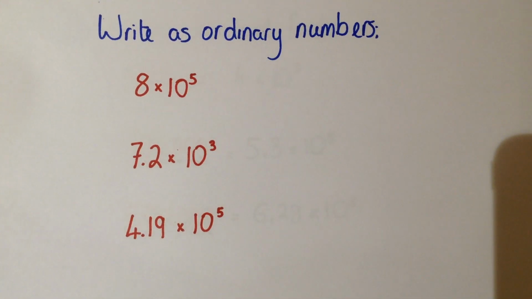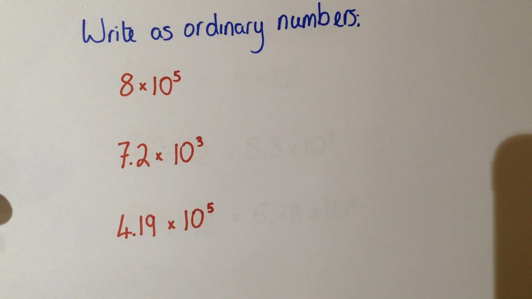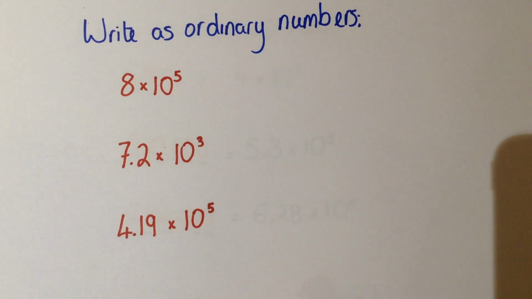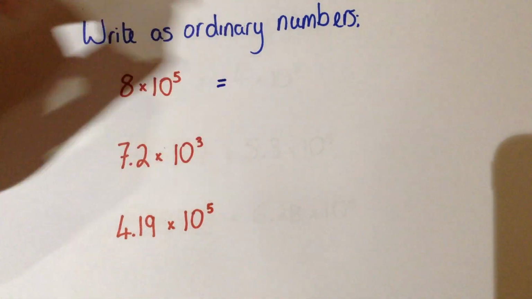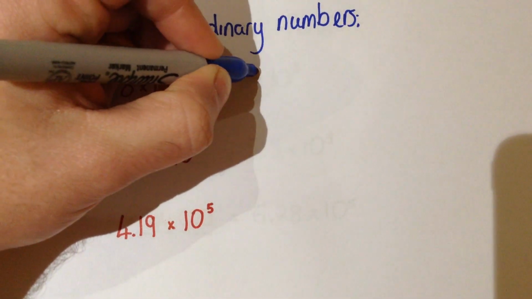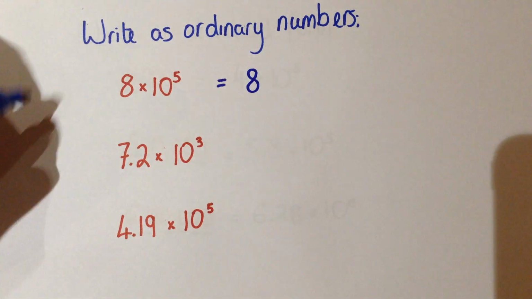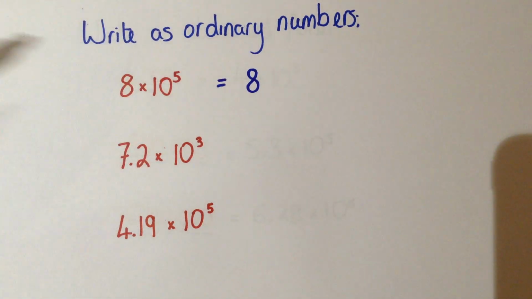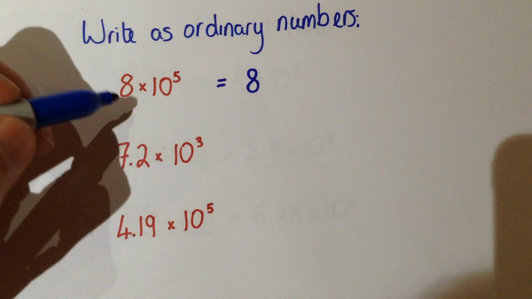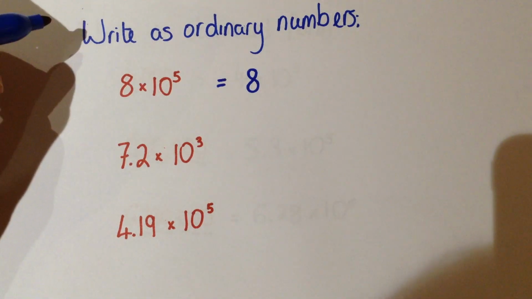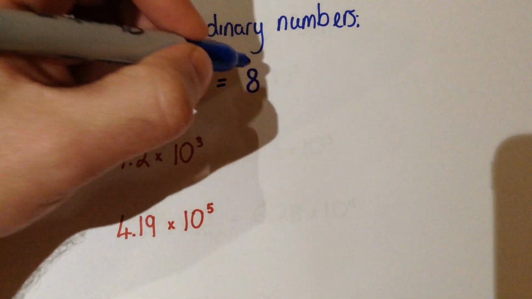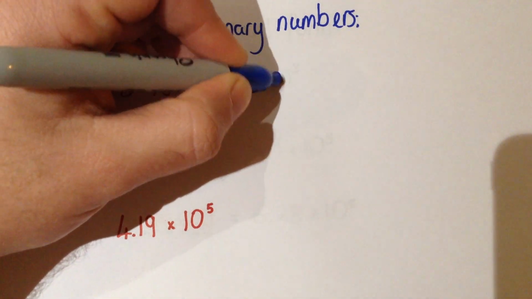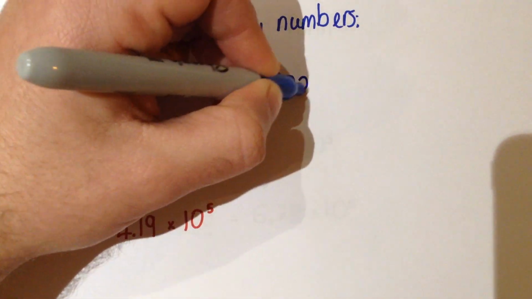The second part of standard form is changing numbers in standard form back to ordinary numbers. Now, using the idea that we used on the last set of questions, 8, that's going to be the first part of the number, and the power tells us how many numbers there are after the very first one. So here we're doing 8 times 10, 5 times, so there's going to be 5 zeros after the 8.